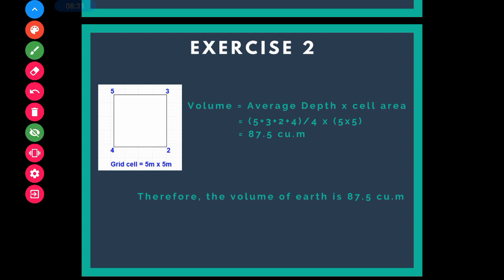And then the average depth, we just sum up all of the values of the depth here. We have 5, 3, 2 and 4, and we need to divide by 4. And then we multiply with cell area. So the cell area is 5 times 5. And after we calculate, we get the answer for the volume is 87.5 cubic meter.